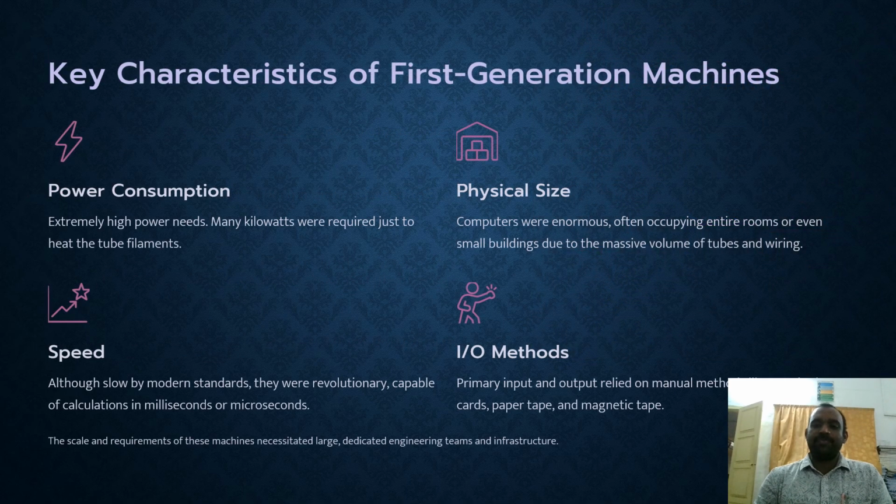Key characteristics of first generation machines. Power consumption: extremely high power needs, with kilowatts required just to heat the tube filaments. Size: computers were enormous, often occupying entire rooms. Speed: although slow by modern standards, they were revolutionary, capable of calculations in milliseconds or microseconds. Input-output methods: primarily, input and output relied on manual methods like punched cards, paper tape, and magnetic tapes.